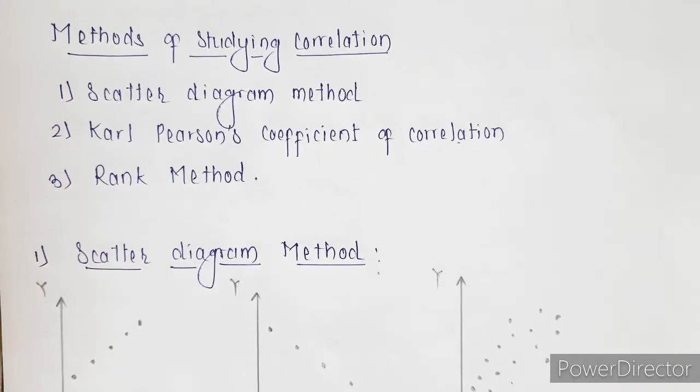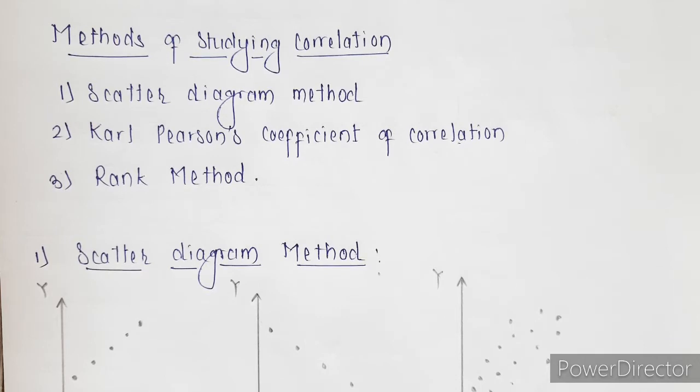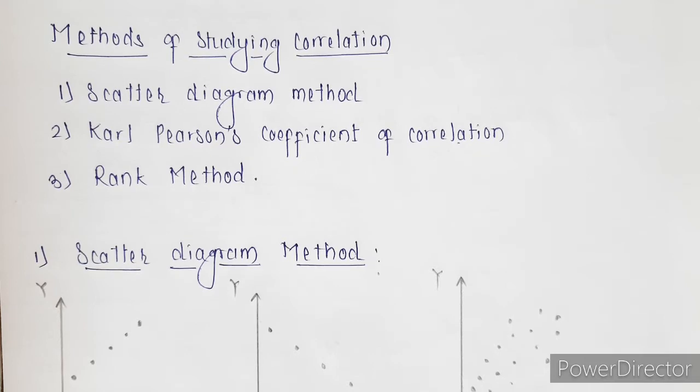So in the last video we had discussed correlation and types of correlation. Now we'll be discussing methods of studying correlation. There are many methods for studying correlation, but here we'll be studying only three methods: the scatter diagram method, Karl Pearson coefficient of correlation, and the rank method. The rank method is also called the Spearman correlation method.